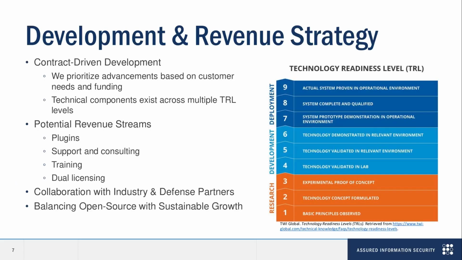FISSURE relies on contract-driven development. We currently prioritize advancements based on customer needs and available funding. Otherwise, major improvements tend to occur more spread out over time. Certain aspects of the framework reside at different TRL levels. For example, some customers value the ability to deploy remote sensor nodes and run scripts outdoors, while others may want RF reverse engineering techniques in an office setting.